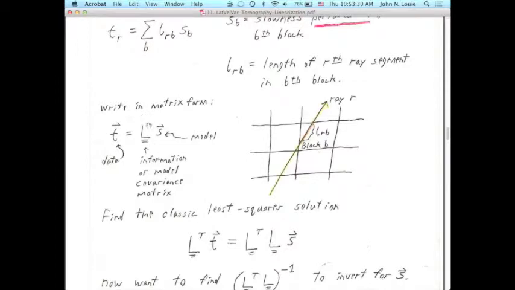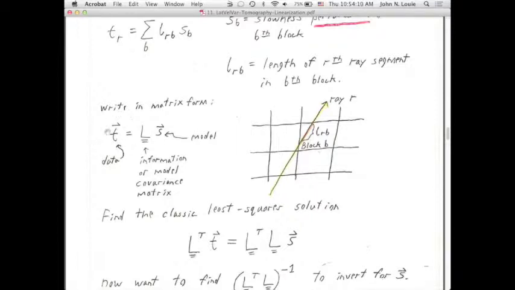What I like to call an information matrix is what I call the matrix L. It's capital L with two bars underneath it, so in this notation, that's a matrix. And for the model space, the slownesses, that's just a column vector, and in that column vector for the model there are NB blocks, and each of those blocks has an entry for the slowness perturbation.